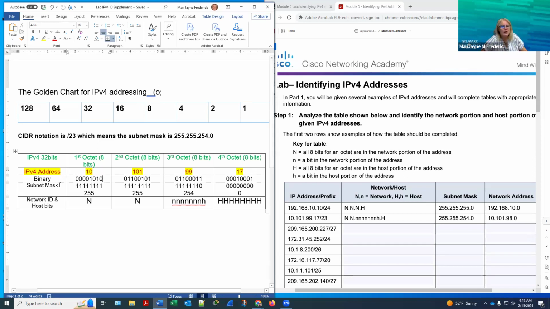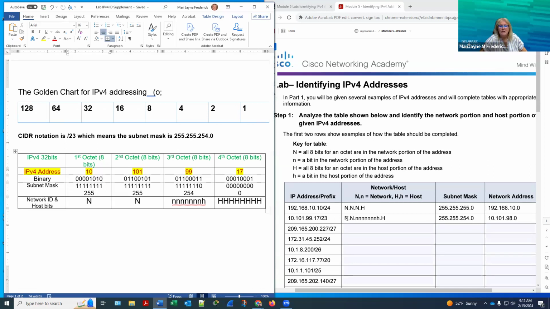Now, when we want to break it down into binary for the subnet mask, well, we know it's 255. Well, what did I say about this? When you add all of these together, it's 255 because we have all 1s. Right? So 255, all 1s, all on. The next one is 255. All of those are on. The next one, though, is not all of them are on.